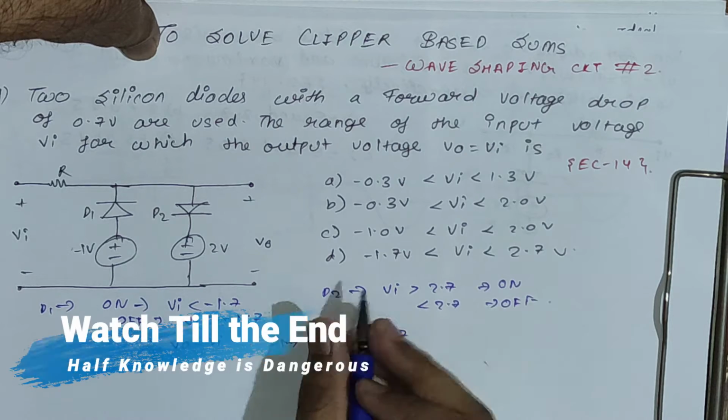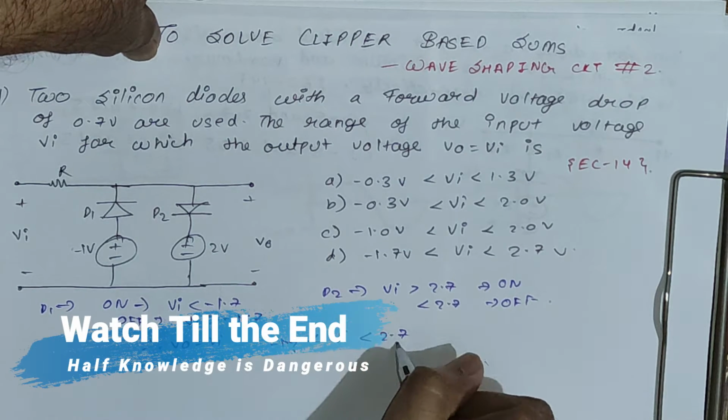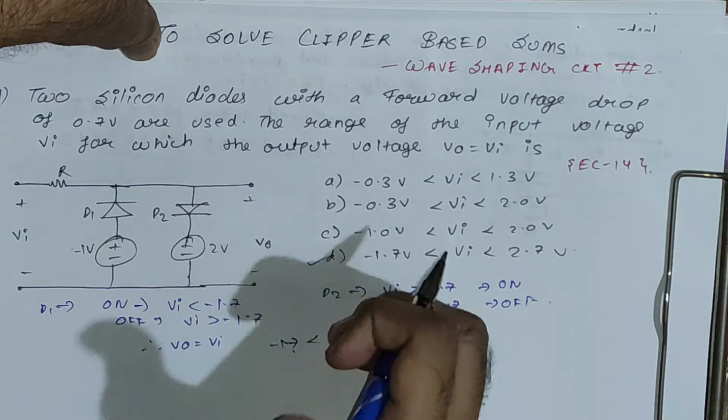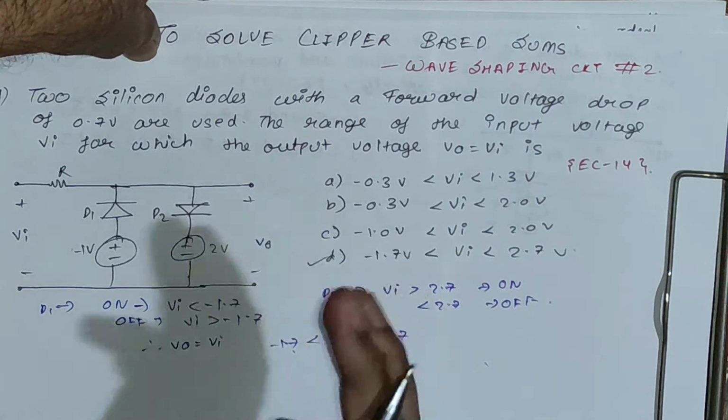So the answer is from minus 1.7 to 2.7. So you can see this D option will be the correct option. Interesting, right? So let's see this trick into detail.